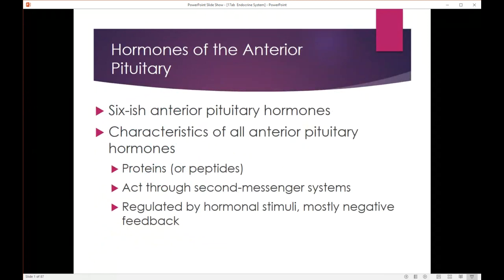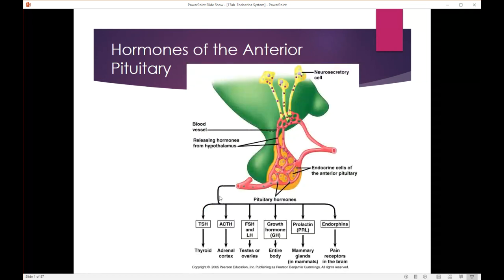So there's 6-ish anterior pituitary hormones, and the reason that we say 6-ish is because there's one that's kind of maybe, we're not sure. And the characteristics of all those anterior pituitary hormones is that they're going to be protein hormones. So think back, that tells us that it's going to act through that second messenger system. We're probably going to see that cyclic AMP and the G protein. Okay? And it's regulated by the hormonal stimuli, and it's mostly going to be negative feedback.